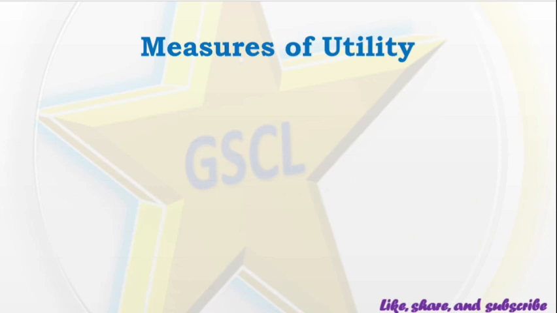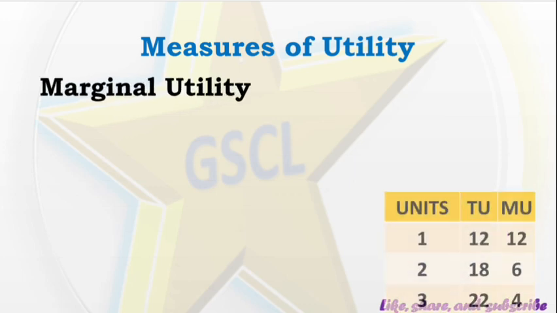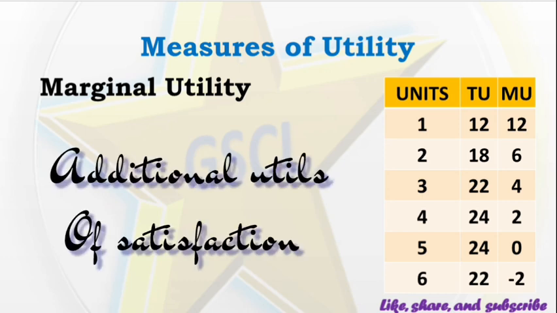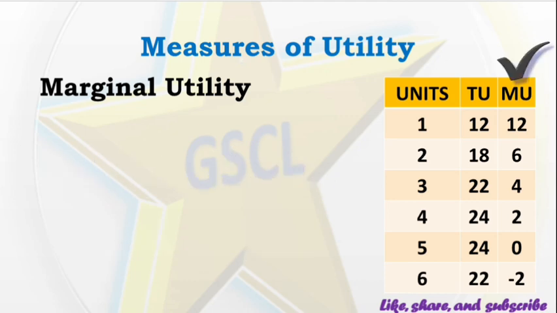Another measure of utility is marginal utility. Pay attention to the third column over here. You can see that while consuming the first unit of mango, the total and the marginal utility are the same. But with every additional unit of consumption, there are additional utils of satisfaction experienced by the consumer, and it is called the marginal utility.